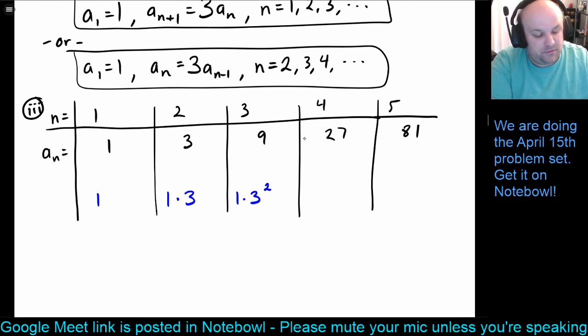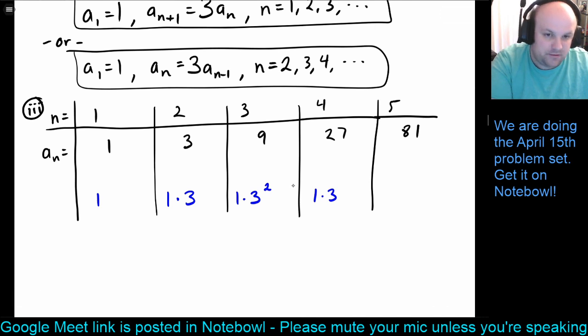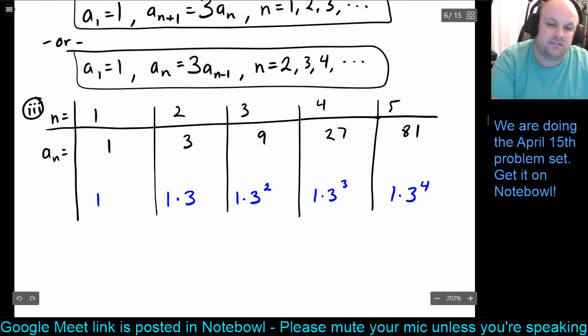Right? To get from 3 to 4, I multiplied by another copy of 3. So this would be 3 squared times another 3, so that's 3 cubed. Okay. And then, again, we multiplied by another 3, so that would be times 3 to the 4th.